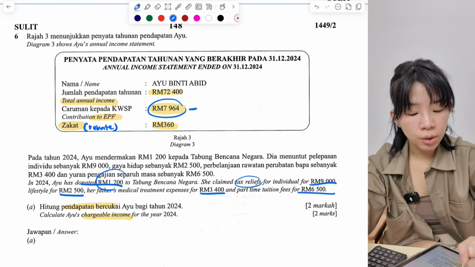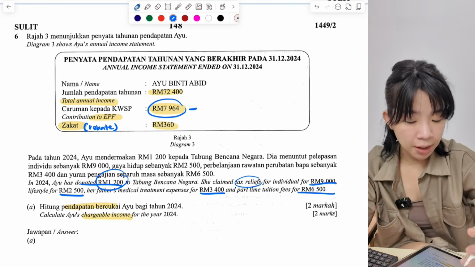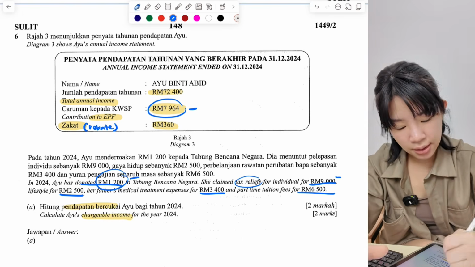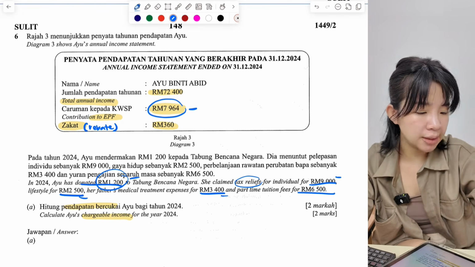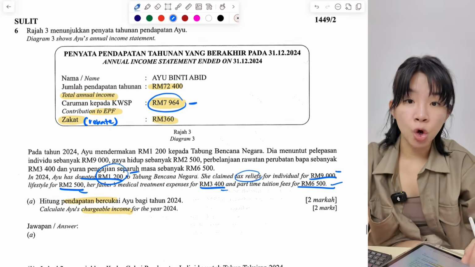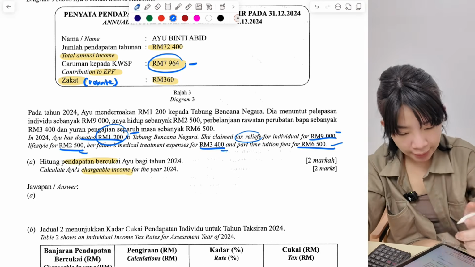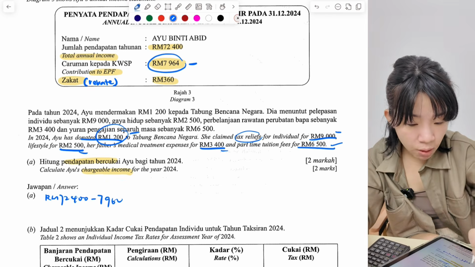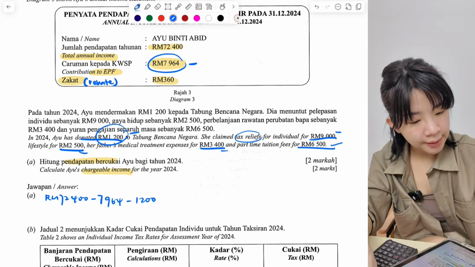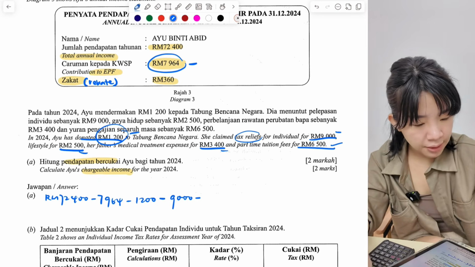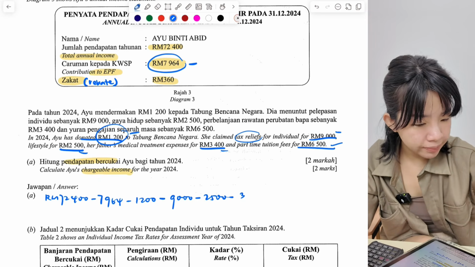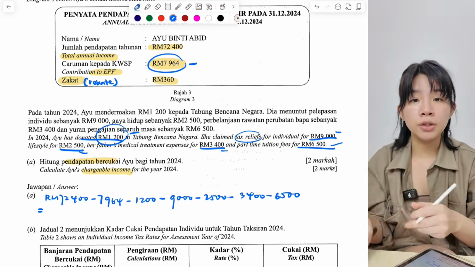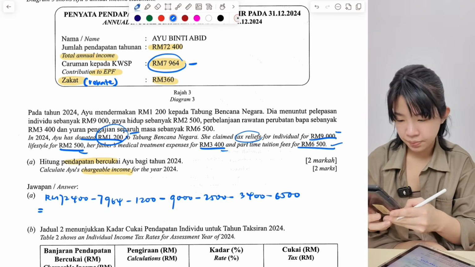Okay, how about donation? Donation is tax exemption, pengecualian cukai. So this one can minus. So all the tax relief can minus. Okay, 9,000, 2,500, 3,400, 6,500, all minus. So the balance is called chargeable income. Okay, so let's find 72,400 minus 7,964 minus donation minus 9,000, lifestyle 2,500, medical treatment 3,400, and tuition fee 6,500. Okay, so now minus everything. See left how much?